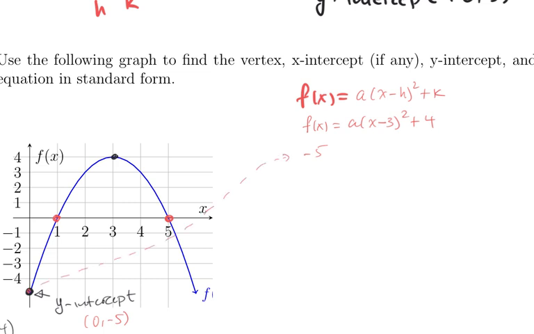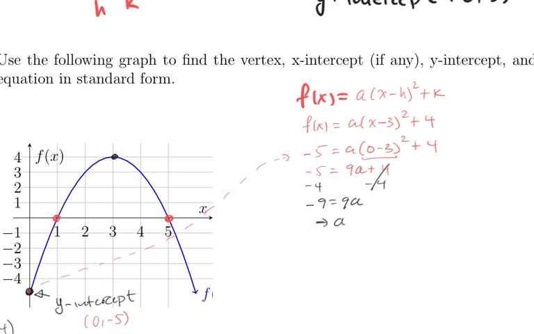you plug it in here. It should be a times what? 0 minus 3 squared plus 4. So then you have -5 equals to, how much is minus 3 squared? 9, and 9 times a will give you 9a plus 4, right? And then subtract what? 4. So this cancels, so you have minus 9 equals to 9a.